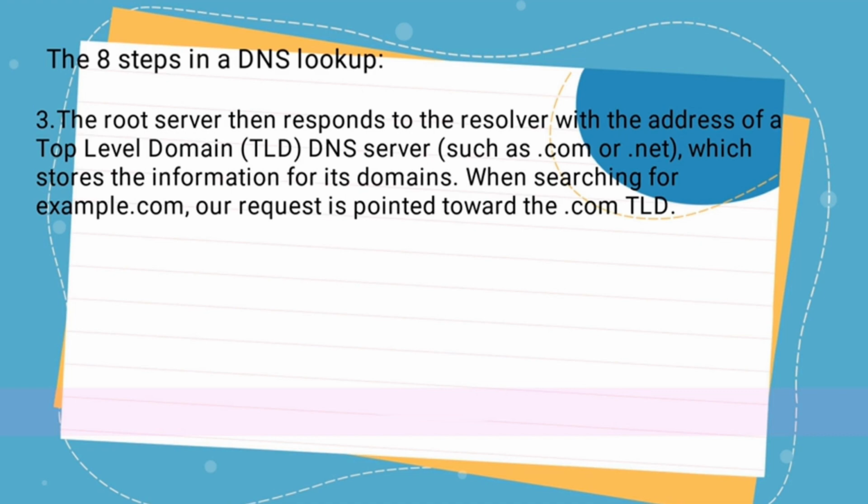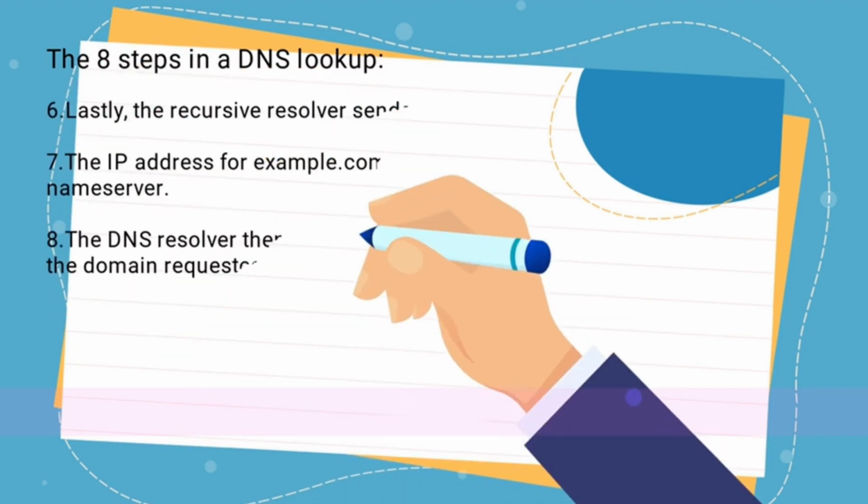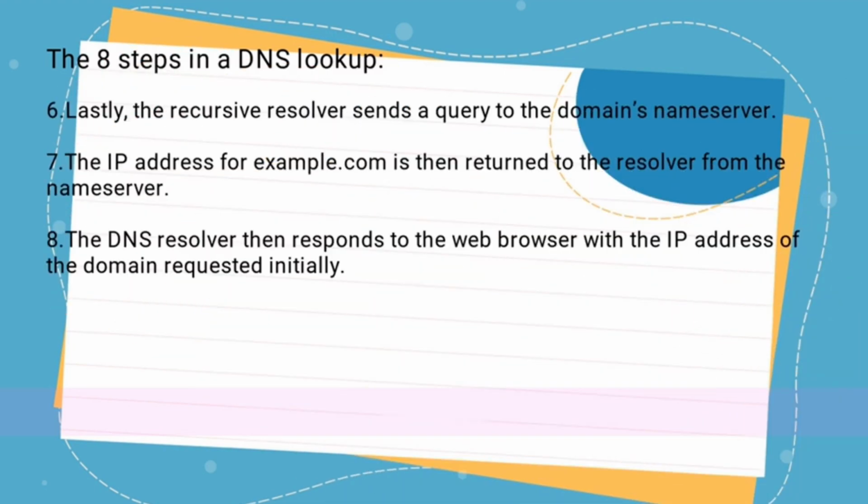When searching for example.com, our request is pointed towards the .com TLD. The resolver then makes a request to the .com TLD. The TLD server then responds with the IP address of the domain's name server, for example, example.com. Lastly, the recursive resolver sends a query to the domain's name server. The IP address for example.com is then returned to the resolver from the name server. The DNS resolver then responds to the web browser with the IP address of the domain requested initially.